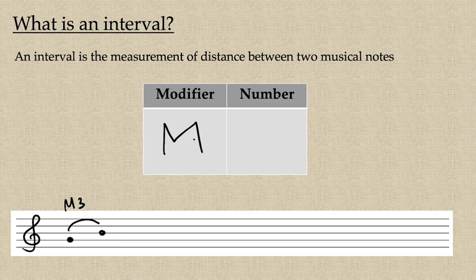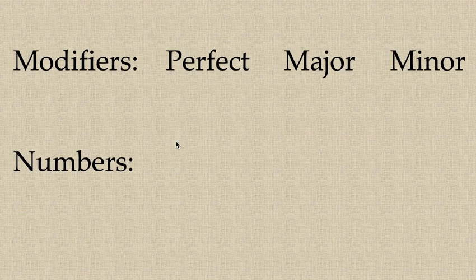And major right here is the modifier, and the numerical value here is the number. So there are two portions to an interval. Another example would be A and E. A and E is a perfect fifth. Perfect is the modifier, and fifth is the numerical value in between A and E. So today in this video, we will focus on the perfect, major, and minor intervals.